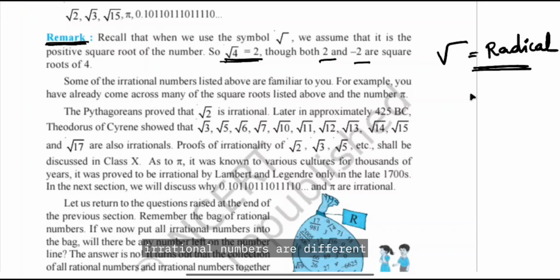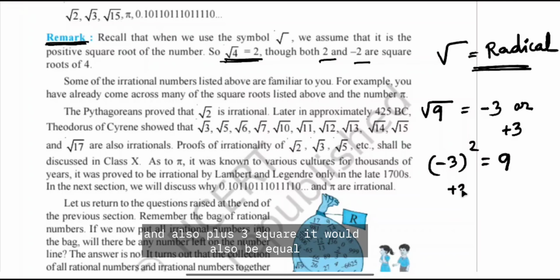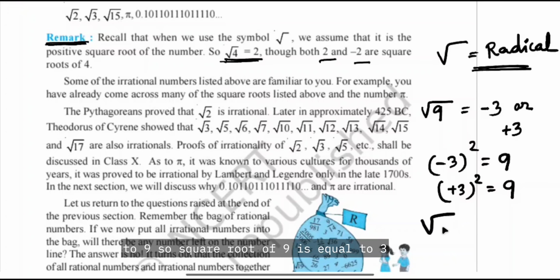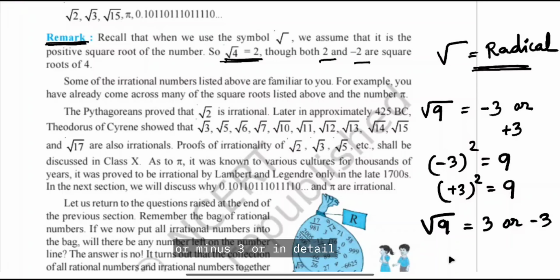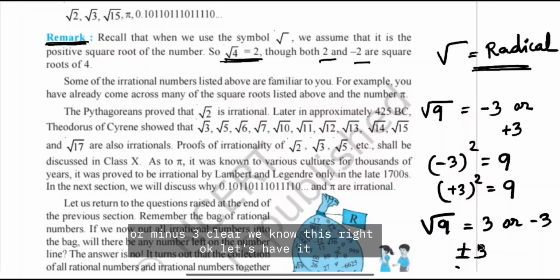Take any number, let's say root 9. That means the possible answer could be plus 3 or minus 3, right? Because if we do minus 3 squared it would be 9, and plus 3 squared would also be equal to 9. So the square root of 9 is equal to 3 or minus 3, or in short we can write plus or minus 3. Clear, we know this, right? Okay.